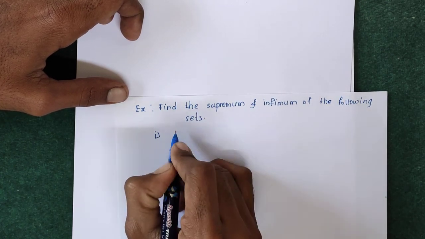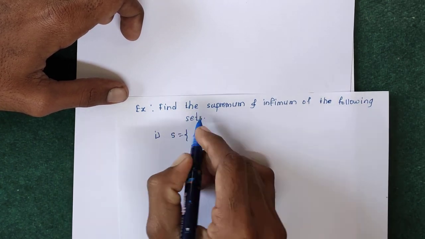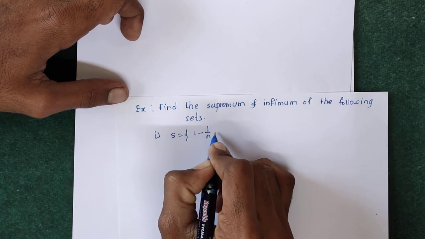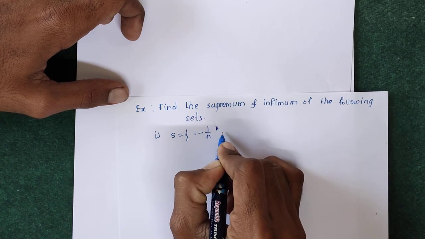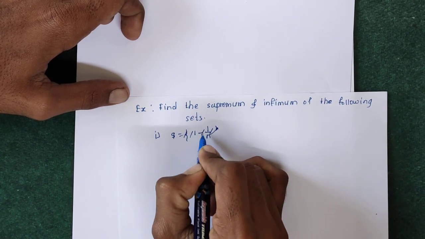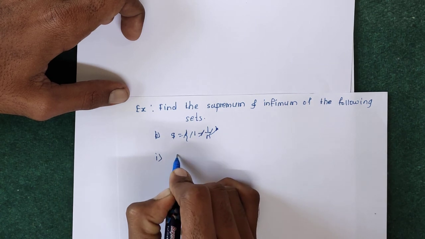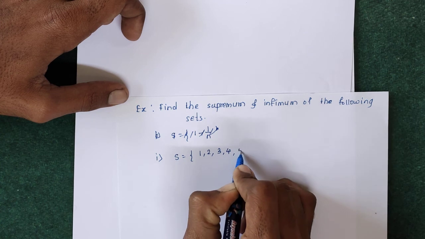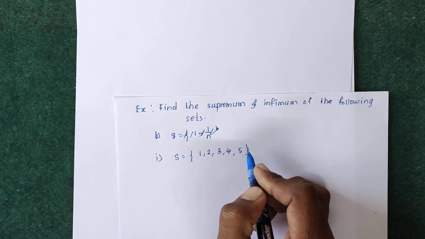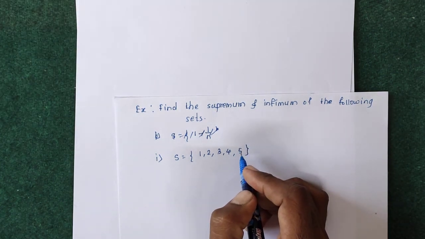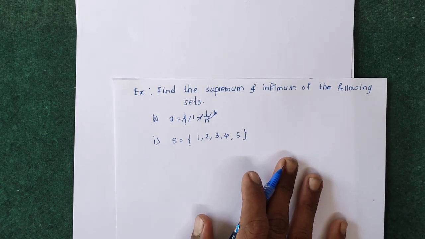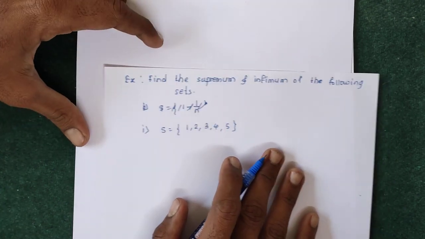First set is, suppose set S is equal to 1 minus 1 upon n, such that... before that we will take one set. Suppose the first set S is equal to the set of 1, 2, 3, 4 and 5. These all are natural numbers. So, to find the supremum and infimum of this set, we have to find the least upper bound. Supremum means least upper bound.